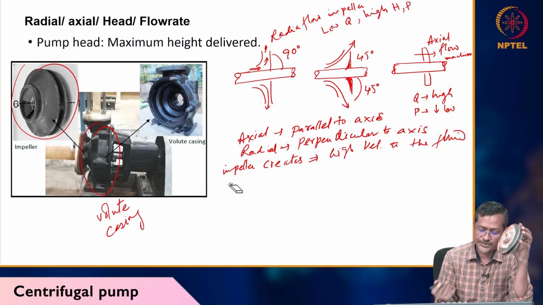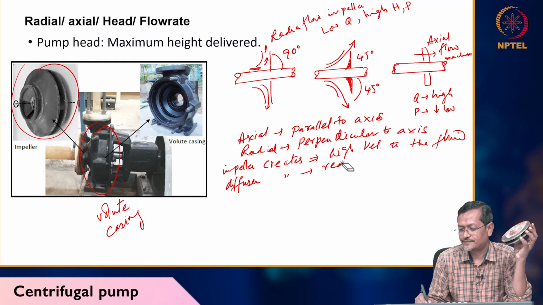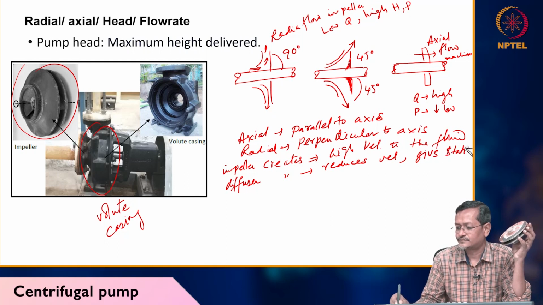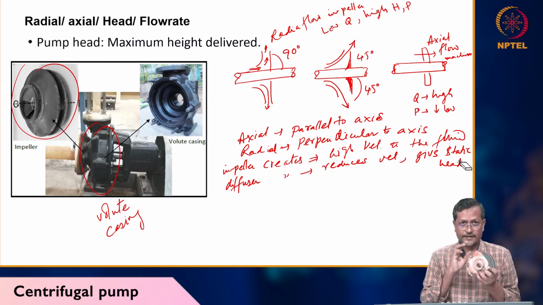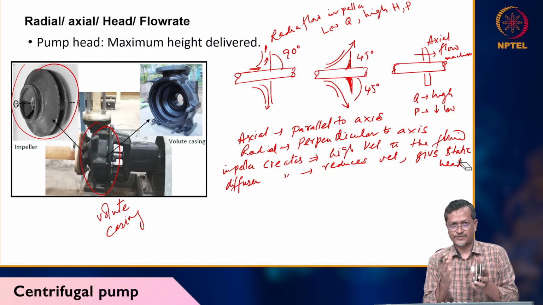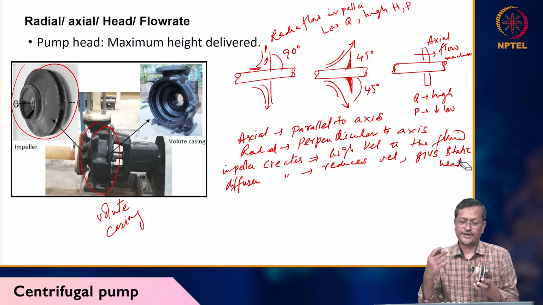Okay, so that is called the diffuser. The diffuser reduces velocity and gives static head. So the impeller gives dynamic head or kinetic energy to the fluid. But the diffuser, which is connected, will reduce its velocity and give high pressure or high static head. So fluid velocity will be reduced and head will be increased.